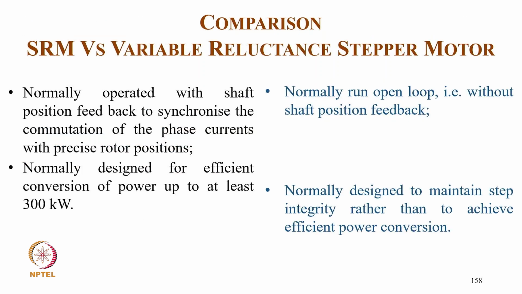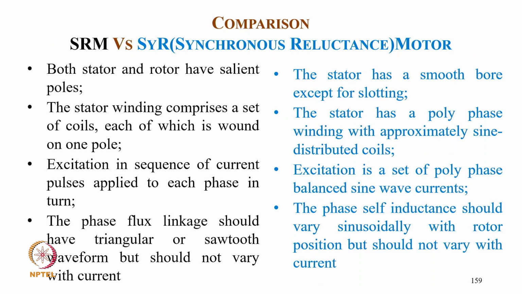Now comparison of the switched reluctance motor versus the variable reluctance stepper motor. The switched reluctance motor is normally operated with soft position feedback, to synchronize the commutation of the phase current with the precise rotor position, and is normally designed for efficient conversion of power up to a level of 300 kilowatt. And the stepper motor normally runs open loop, that is without soft position feedback, and is normally designed to maintain step integrity rather than achieve efficient power conversion.